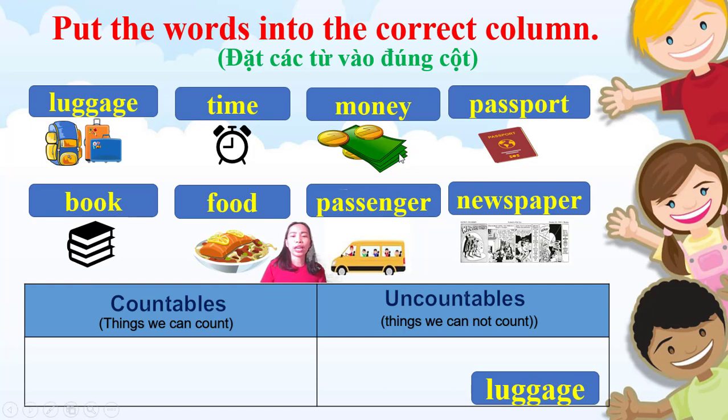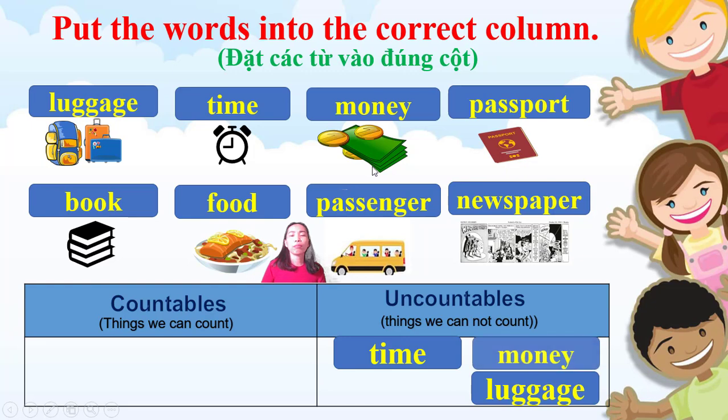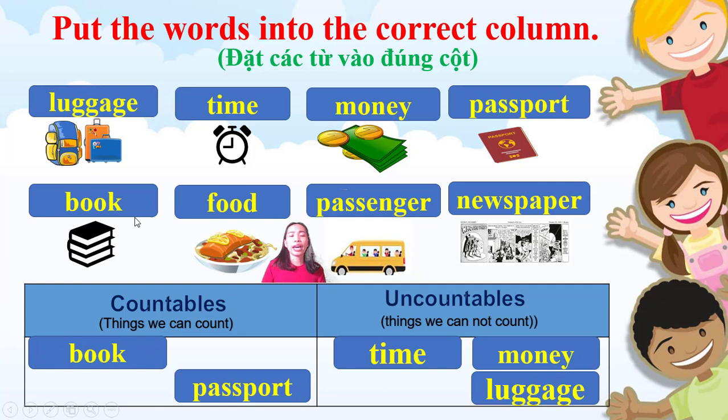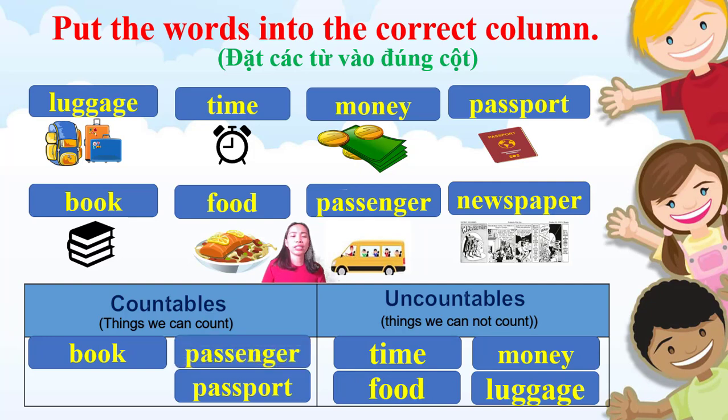Okay, let me check. How about time? Yes, uncountable. Money, uncountable. How about passport? Easy, countable noun. Book, easy, a countable noun. How about food? Food is an uncountable noun. And how about passenger? Yes, that's right. Newspaper. Okay, it is a countable noun, right?